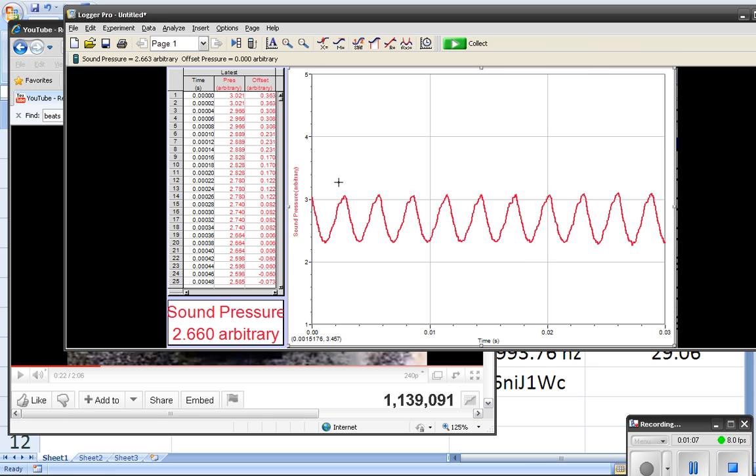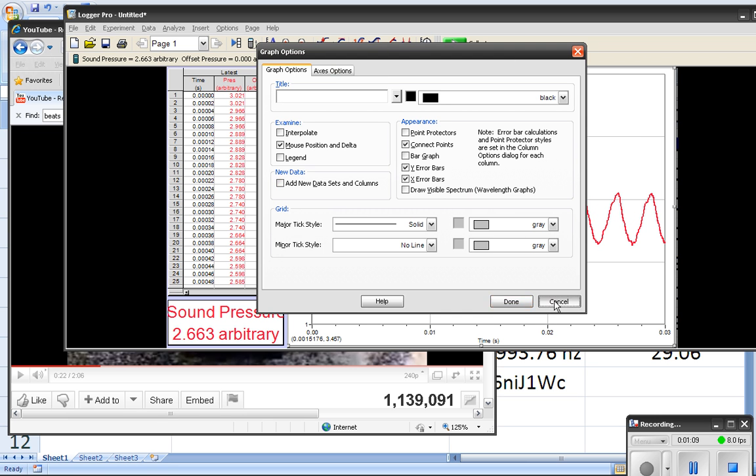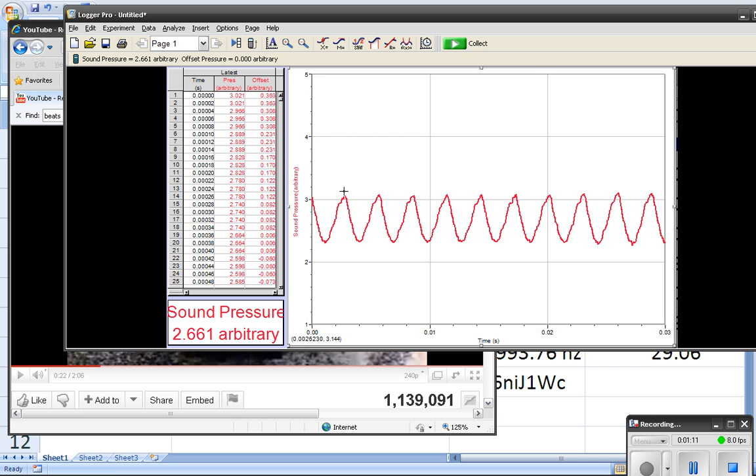The easiest way to get the frequency is to highlight the data and count the peaks. So you go 1, 2, 3, 4, 5, 6, 7, 8, 9. Oh, too bad 10 didn't fit. Usually you can get 10 in with the higher frequencies. Divide, and what you're dividing is, if you look down here, it actually gives you the delta t, the time represented by the area you've highlighted. So if you take that, divide by the number of peaks you included, that'll give you your period.